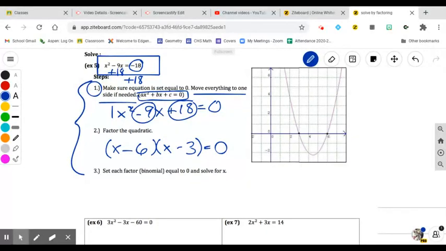So next, to solve it, here's the new part. So far everything we've done is pretty much the same. Here's the new part. Set each factor.